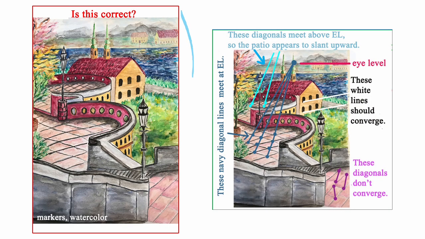What do you think is wrong with this picture? Well, let's start here and see if this area was drawn correctly. If you look over here, you can see that the diagonals go to a vanishing point up here on eye level. So this area was drawn correctly. This area looks like it slants upward, and that's because if we go over here, we can see that the vanishing point is above eye level, and that's why this looks like it tilts upward. Now this area doesn't look right at all, and that's because these diagonals don't converge at all.